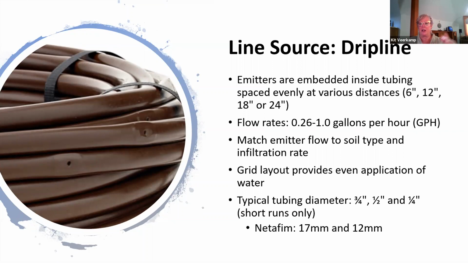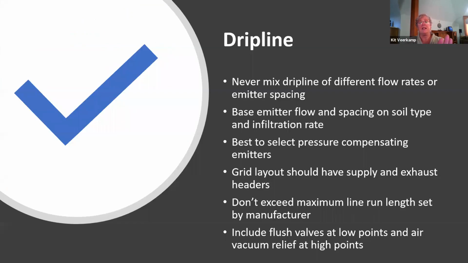And then there's a grid, and I'll show you what this looks like. Again, with dripper line too, you don't want to be adding other types of drip emitters. You don't want to be using those little dripper sprays. You want to use strictly drip line. I always recommend that if you're going to use drip line, use pressure compensating emitters in it. It keeps the flow even throughout the whole system.